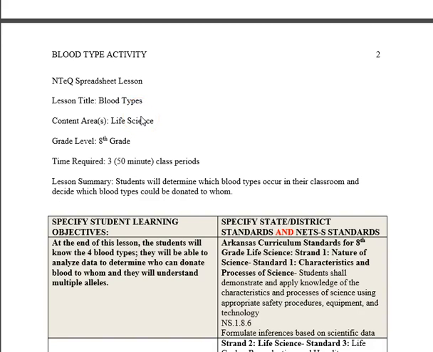So taking the template, one of the things that the template does is it has you just go through and list what the lesson title is, the content area, the grade level, the time required, and the lesson summary. So for this lesson, students will determine which blood types occur in their classroom and decide which blood types could be donated to whom. Now within the process, the students will be working with Excel spreadsheets. They'll be creating tables, data tables to go with the information, but the overall lesson, what we were trying to do, this was a science lesson, was getting students to understand blood types and multiple alleles.